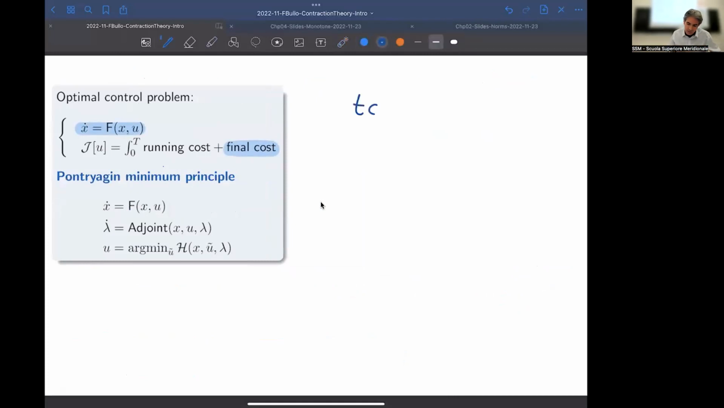So t runs from 0 to capital T. I have a running cost. So you integrate over time, maybe a quadratic cost of the inputs, and you want to make sure that at the end you minimize a final cost. So this is a very standard setup, and it's very widely studied. There's a field called optimal control. There are tons of books, and it's a classic field.